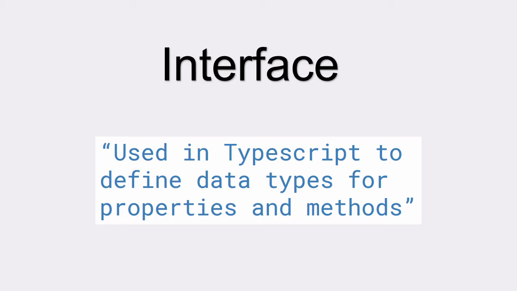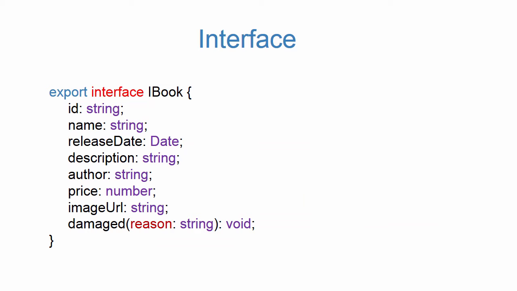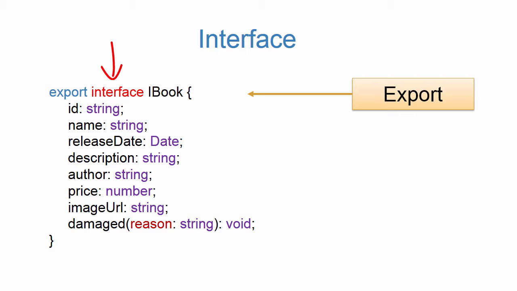Interfaces are used within TypeScript in order to define the data types for a grouping of properties and methods. Here is an example of an interface. We are typically going to be exporting the interface so that we can use it in other files. Then we use the interface keyword, followed by an appropriate name.